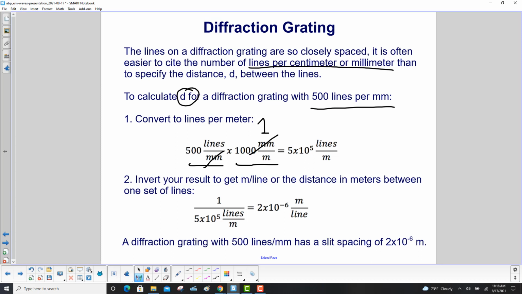Invert the result to get meters per line, or the distance in meters between one set of lines. So you have 1 over 5 times 10 to the 5th lines per meter. That's equal to 2 times 10 to the minus 6th meters per line. So a diffraction grating with 500 lines per millimeter has a slit spacing of 2 times 10 to the minus 6 meters. So that's our value of d.